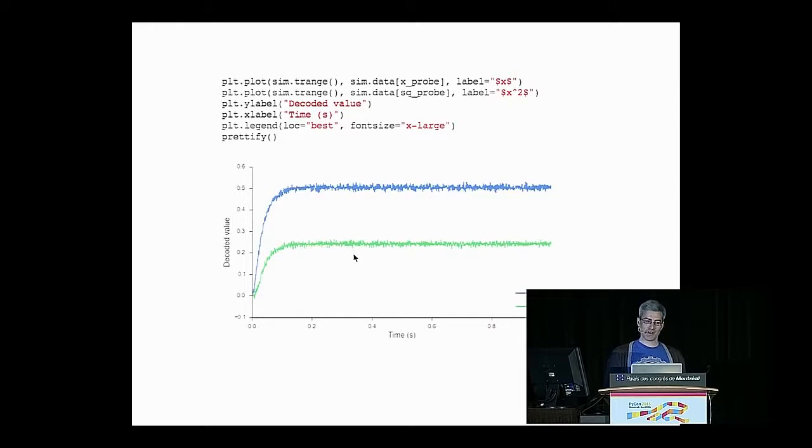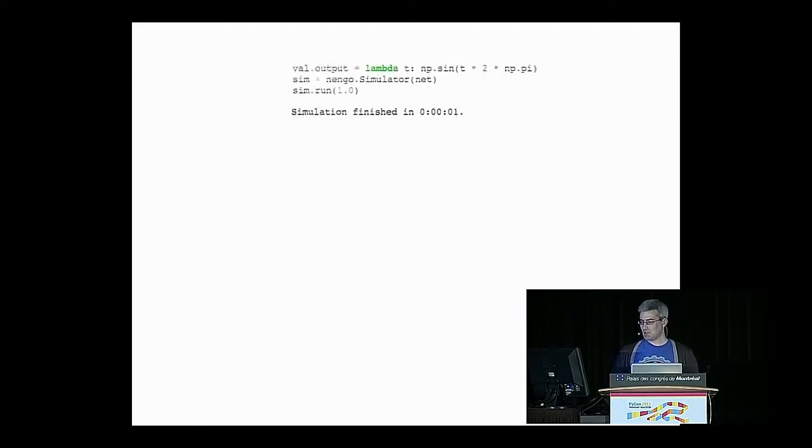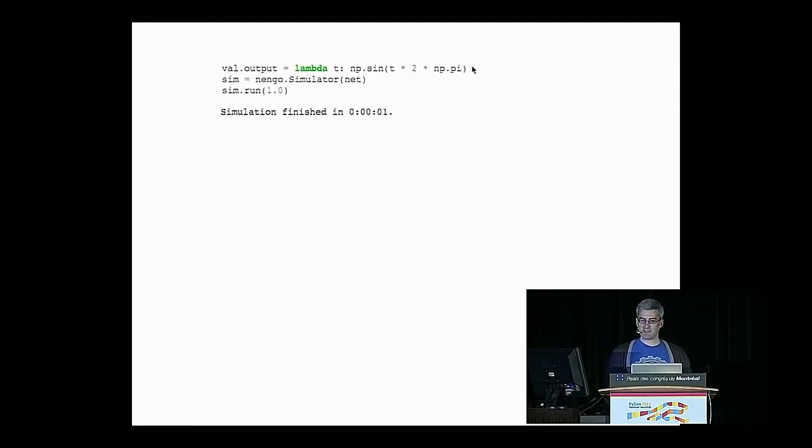I should say it's not doing the best job, because what we've asked this network to do, represent just one value, is kind of an odd thing to do with these types of models. Like I said, they operate in continuous time, which means that they're dynamic systems, and so they work a lot better in dynamic situations. So instead of having the output of my value node be a single value, I can change it to be a function of time. In this case, I'm just changing the output of my val node to be a sine wave. I simulate that network again.